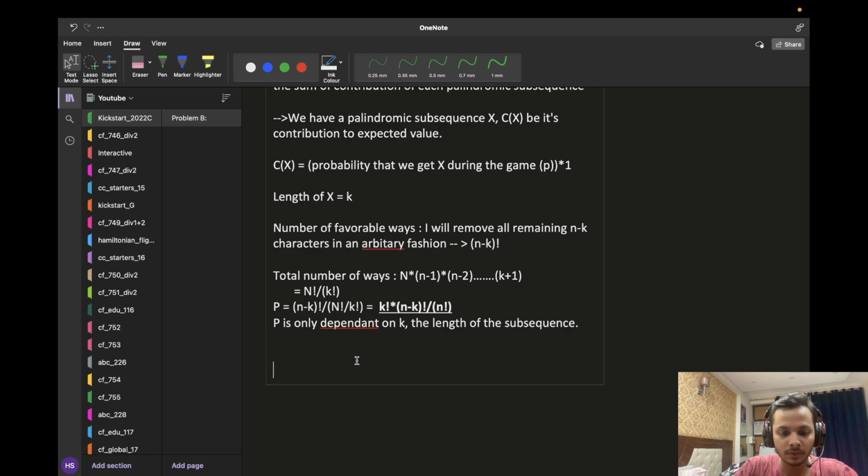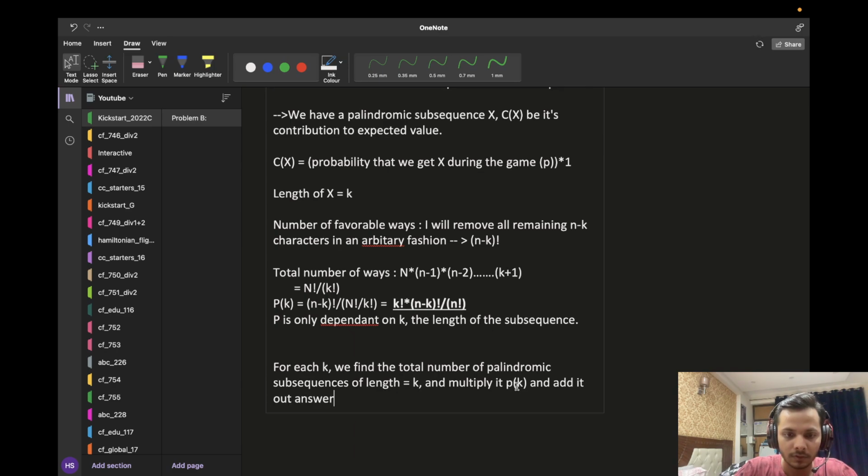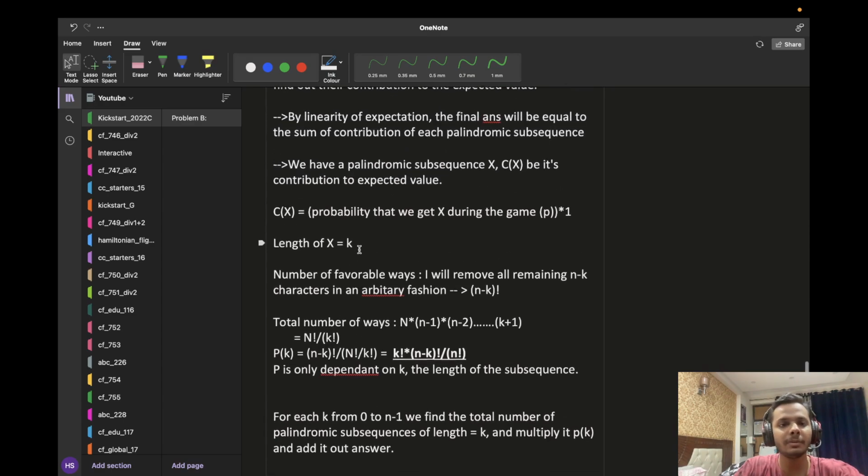So what we can do is, for each k, we find the total number of palindromic subsequences of length equal to k, and multiply it by this expression, P of k, right? This is the contribution to the expected value of any palindromic subsequence of length k, and we add it to our answer. We will do this for each k from 0 to n minus 1 and we will get our answer, right? So this is 50% of the problem done.